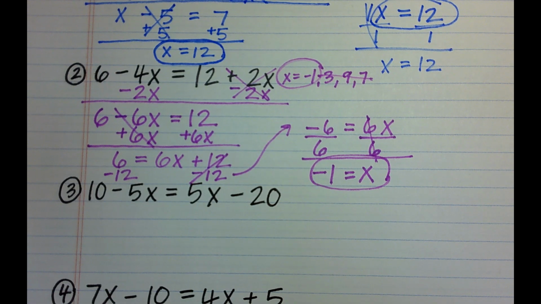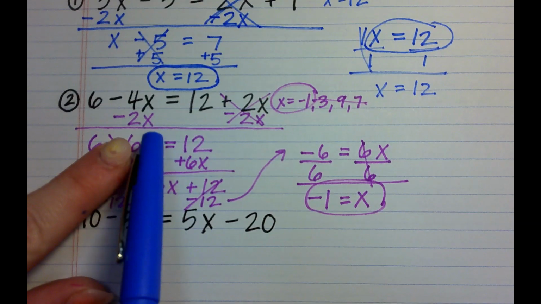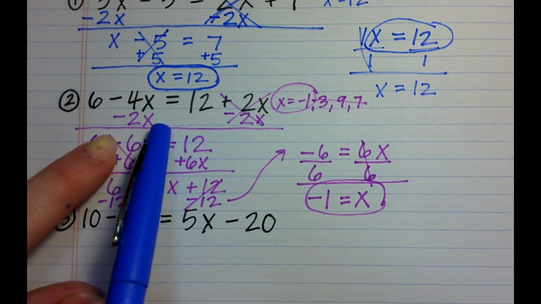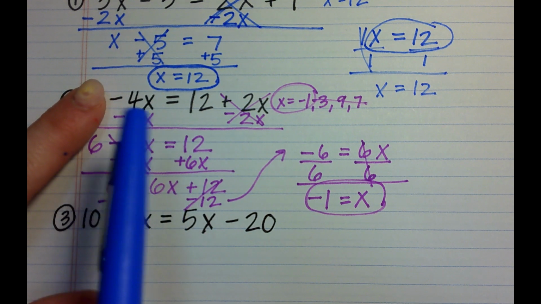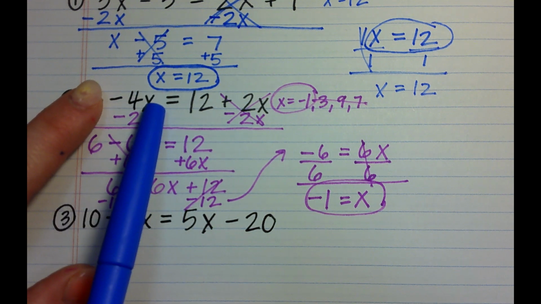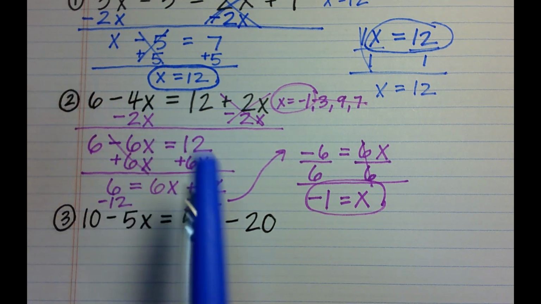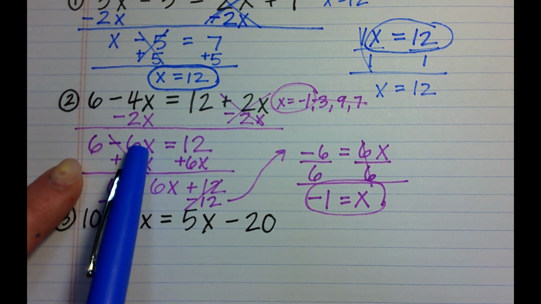No. I'm going to tell you what's wrong. This is what my problem is. That negative, I'm thinking it's just a subtraction. Yeah. Well, you can think of it as subtraction. Are you talking about right here at this first step where you subtract 2x? Yeah. Negative 4 minus 2 is still negative 6.